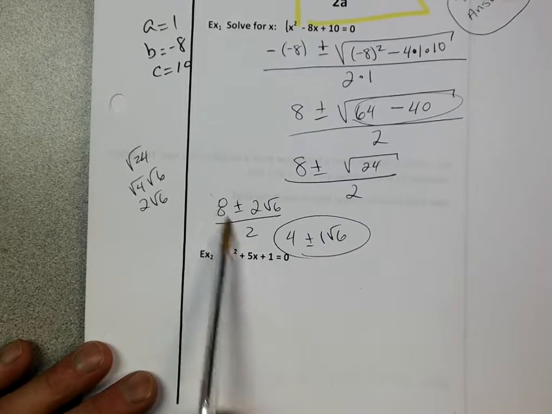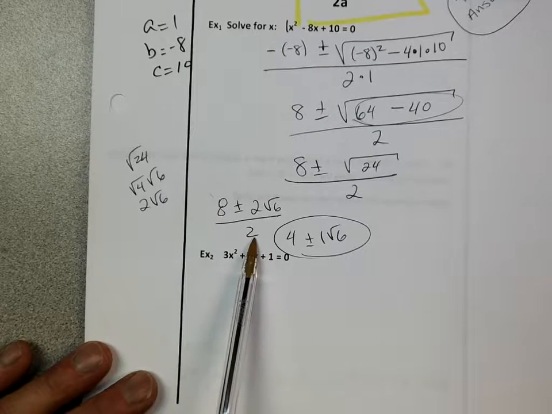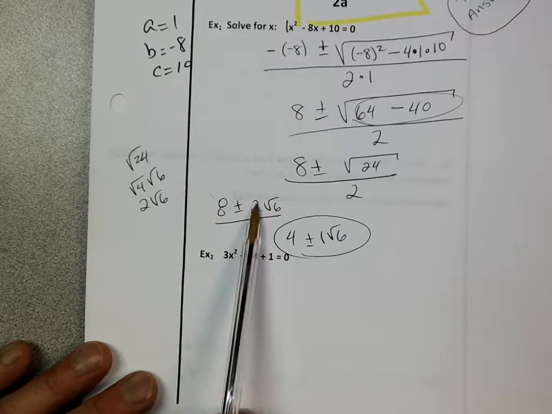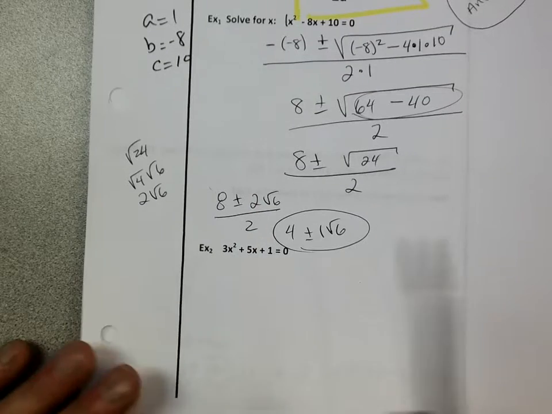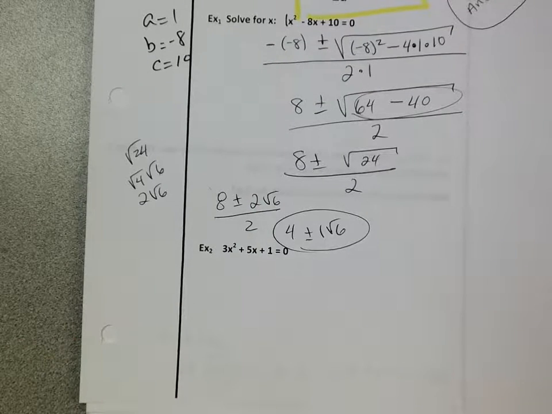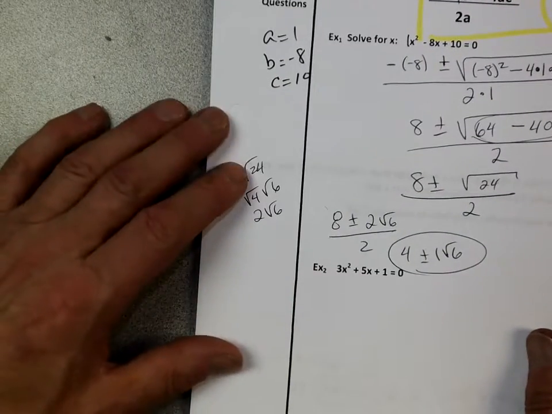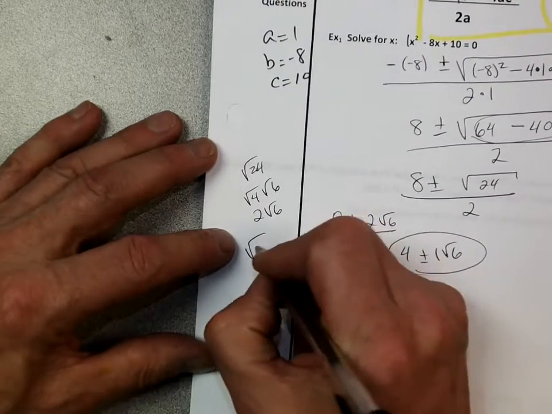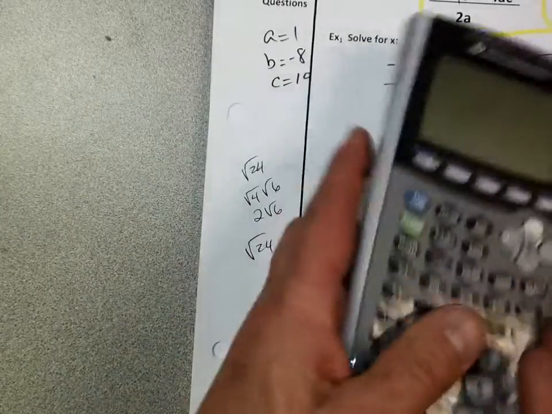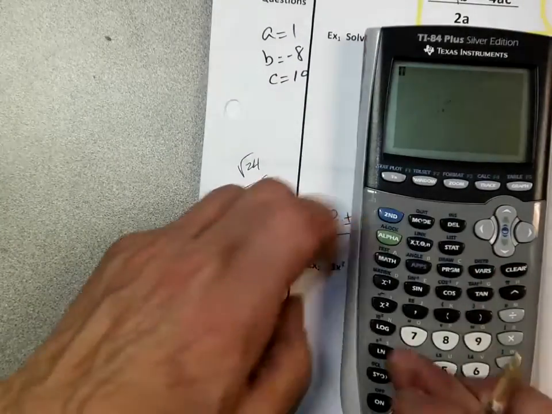Here's my 4, 8 divided by 2, and there's my 1, 2 divided by 2, okay? Now, if you want to get a real answer, let's just figure out what the square root of 24 is. Somebody's like, well, I don't need an answer like 2 square roots of 6. What is the square root of 24? So I use my calculator. And, okay, what's the square root of 24?